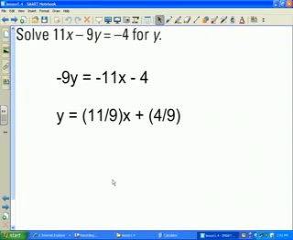So for example, here I have an equation 11x minus 9y equals negative 4. The equation is in terms of two variables, x and y, and I'm asked to solve the equation for the variable y. In other words, isolate the variable y on one side of the equation. So to isolate the variable y, I'm going to subtract 11x from both sides. That brings me to the second line here. And then to solve for y, I'm going to divide both sides by negative 9, which brings me to this third line, which is this original equation solved for the variable y. Y is equal to 11/9 x plus 4/9.